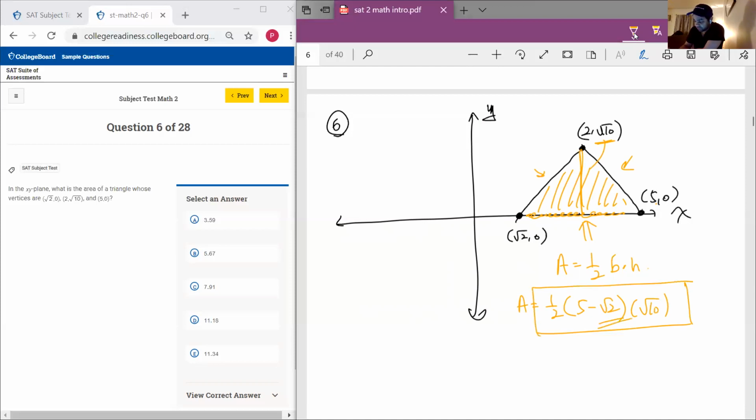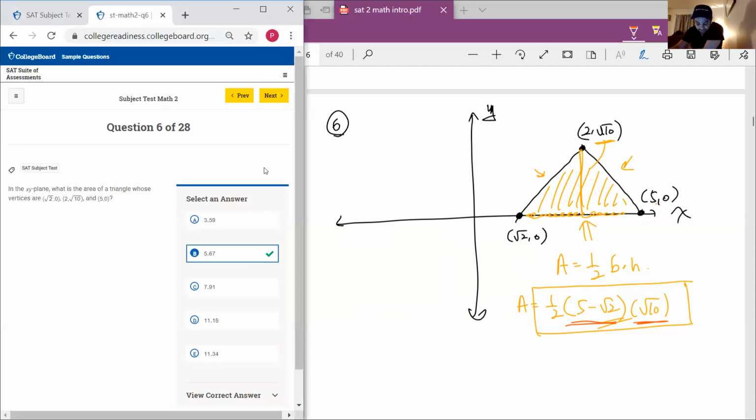So this is what, 1.4. That's going to be 3.6. Square root of 10 is a little bit over 3. So you're dealing with something over 10, and half of that. I think the most reasonable answer should probably be B.